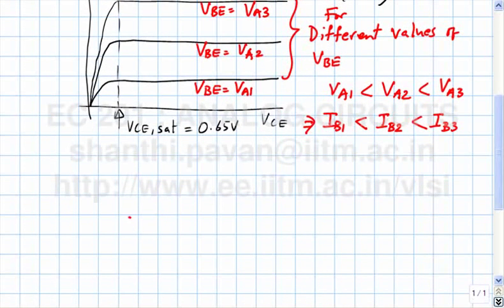So what is traditionally done while measuring bipolar characteristics is the following. This is VCC. You put an ammeter here.